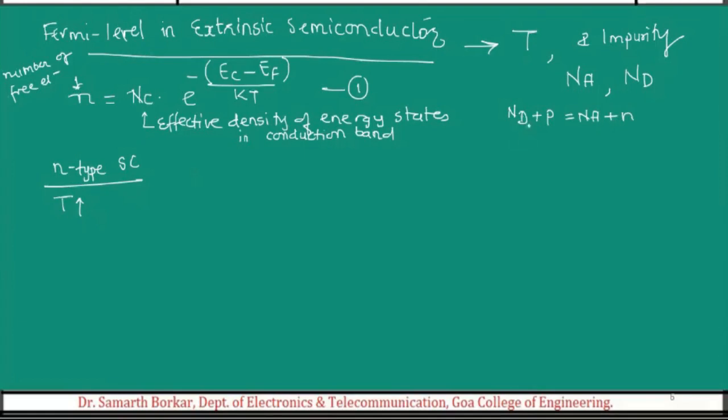Fine. The semiconductor obeys charge neutrality. That is, the total number of positive charges equals the total number of negative charges. Here, these are holes, these are electrons, these are the acceptor ions, and these are the donor ions. I hope people are recollecting this equation.